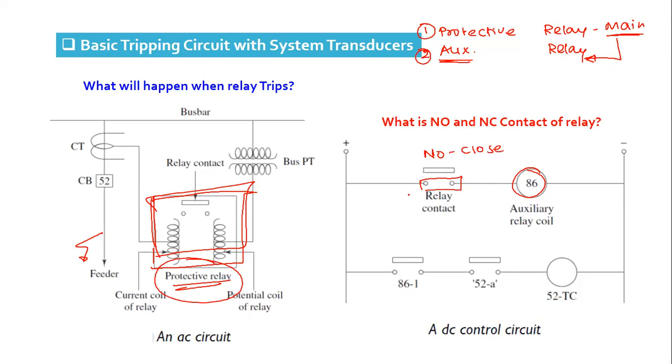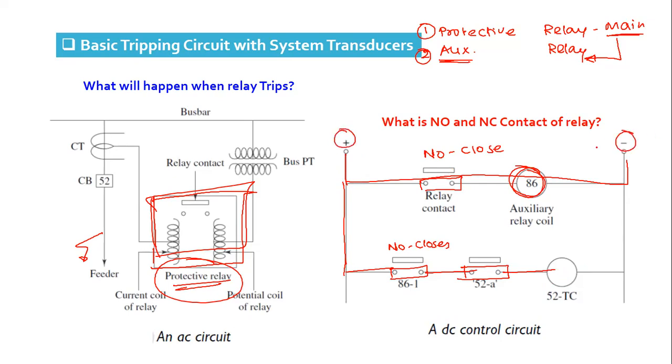This is a NO contact here. As it is closed, the auxiliary relay coil is energized, so the auxiliary relay contact closes. This NO contact closes, and 52A is a mechanical switch which is connected in series with the trip coil of the circuit breaker to protect against carrying the DC current for a longer period of time.